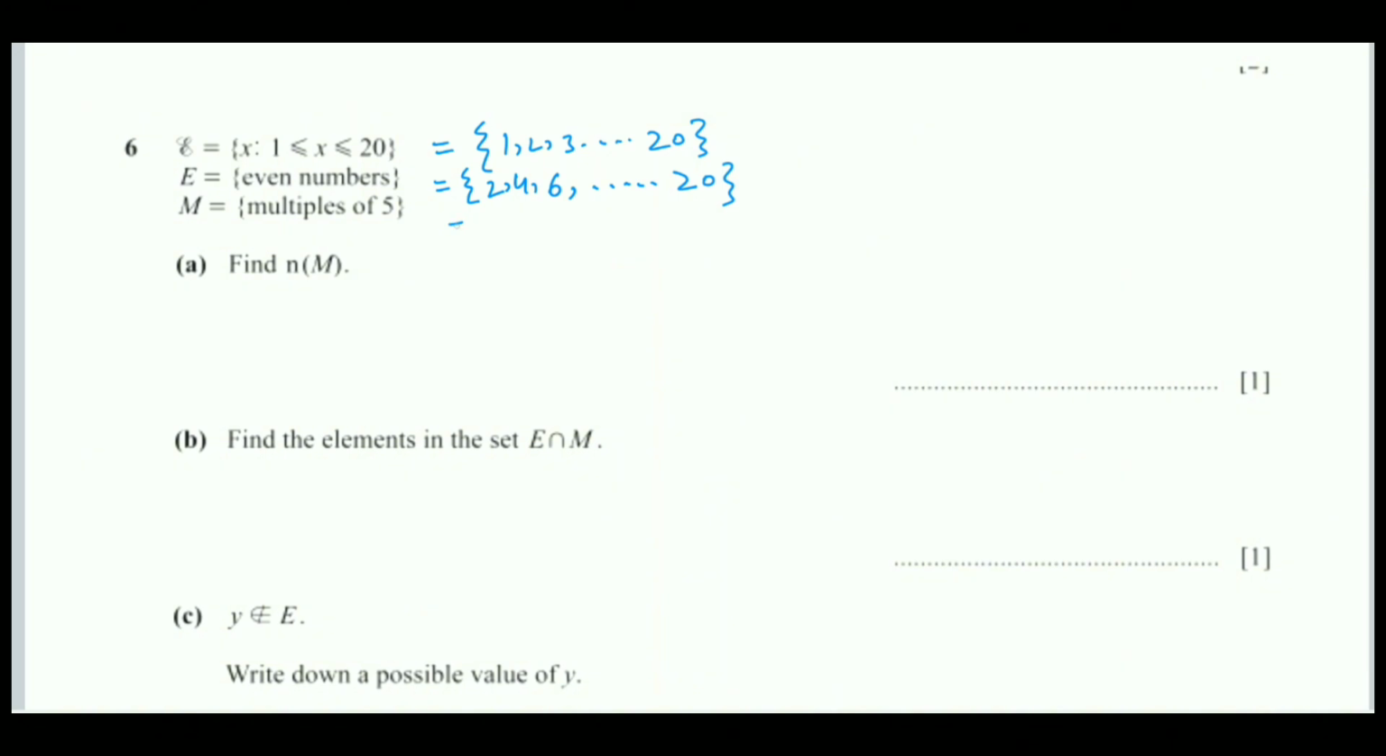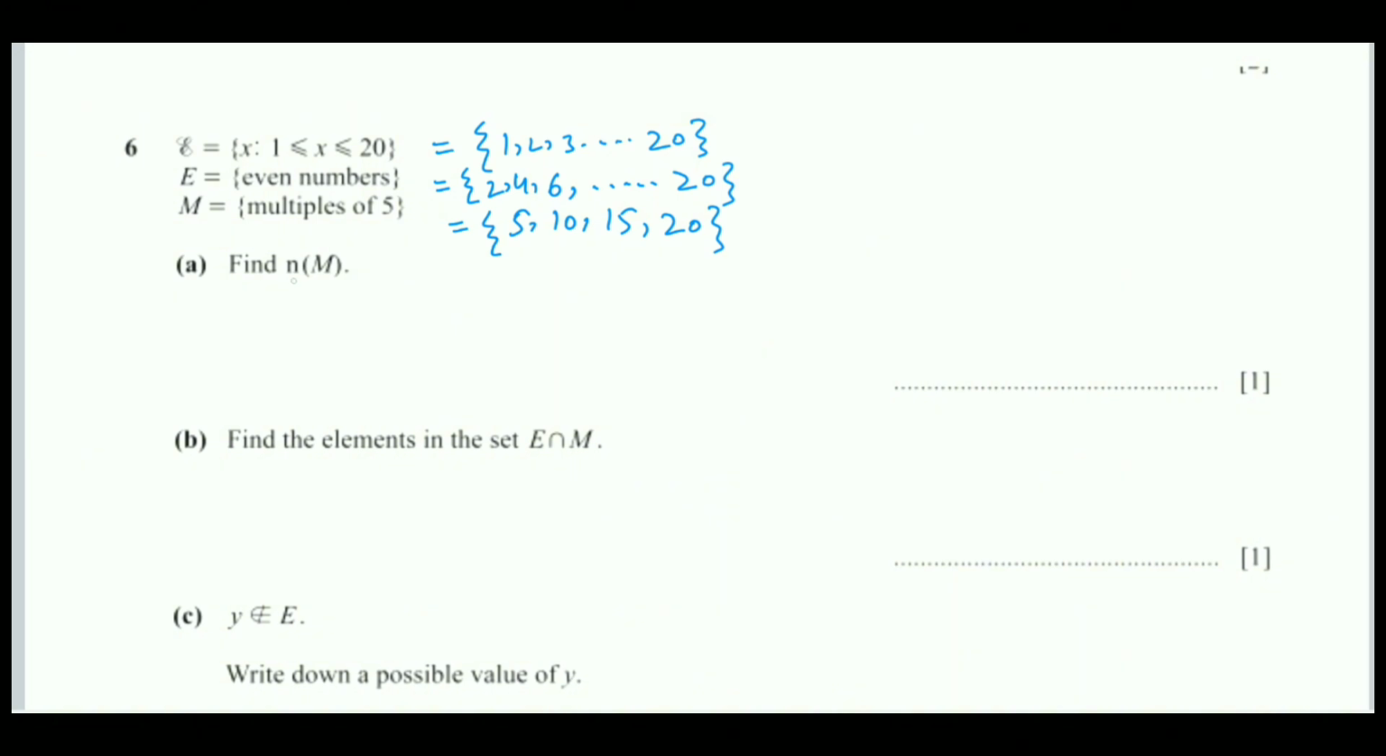And M is multiples of 5 from this universal set. So you have to stay within the universal set. So multiples of 5 from the universal set should be 5, 10, 15 and 20. So first of all you have to write these sets in this form, then start doing the question.